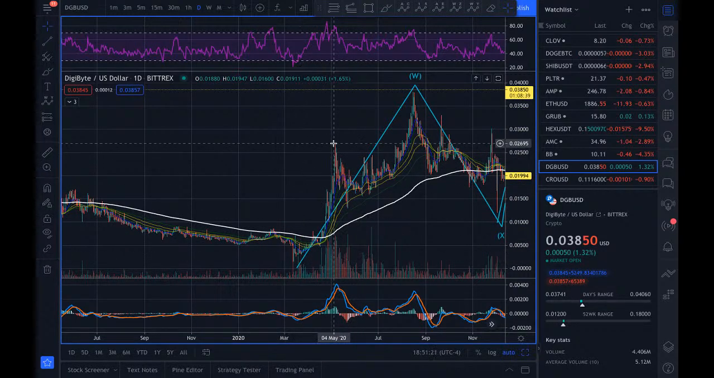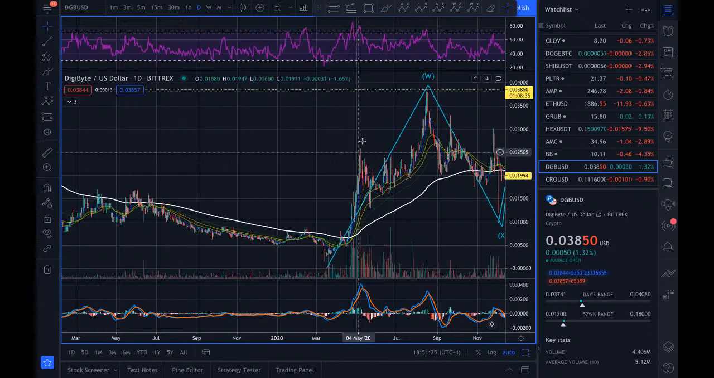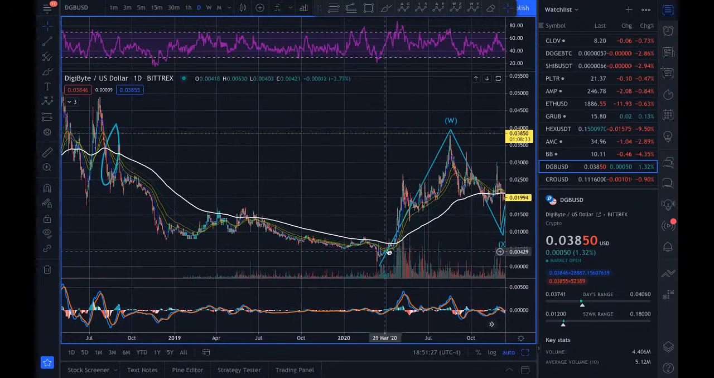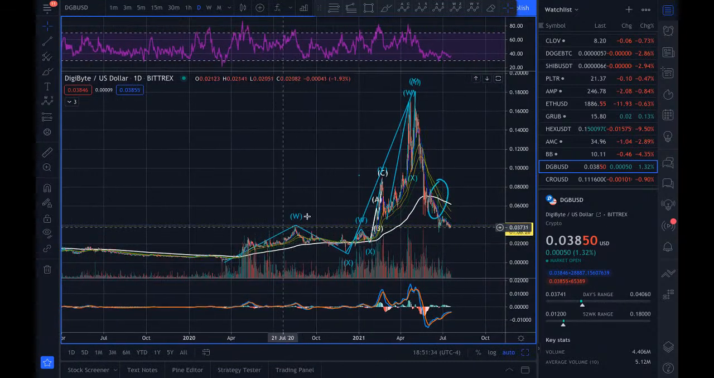I mean, it just looks like a 1, 2, 3. I can't see it any other way. Definitely does not look like 1, 2, 3, 4, 5. Nope. 1, 2, 3. Yeah, I don't like that. Don't like that at all.